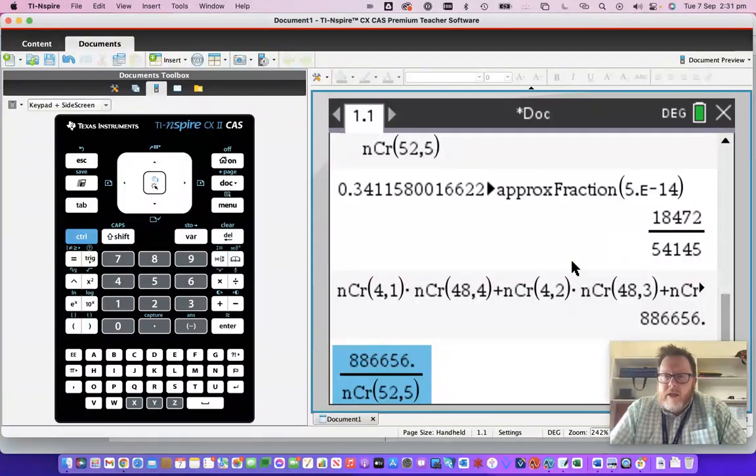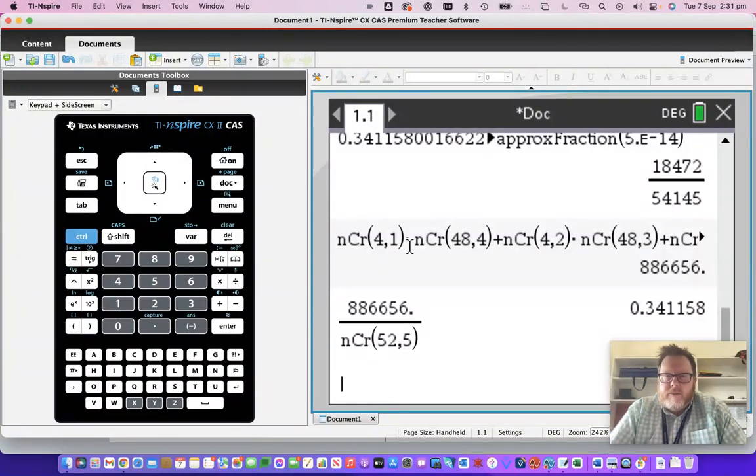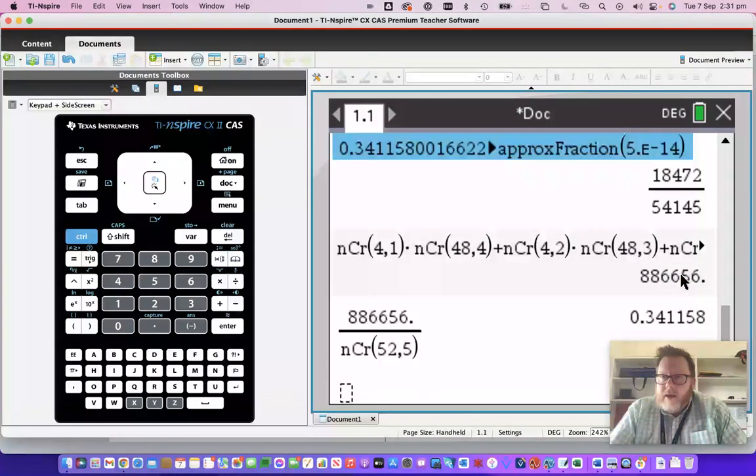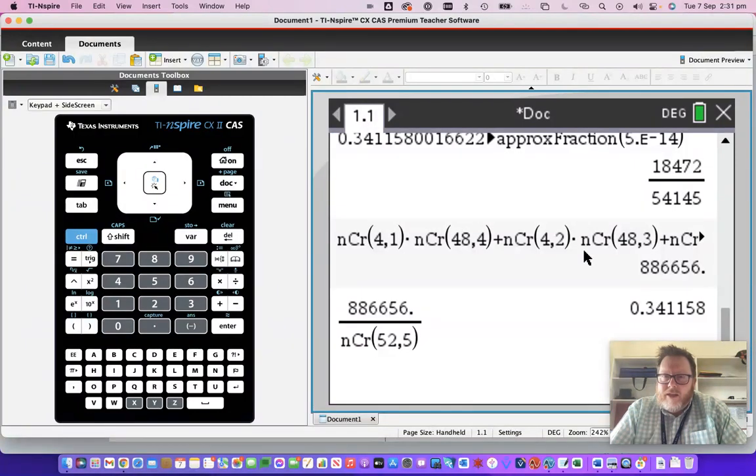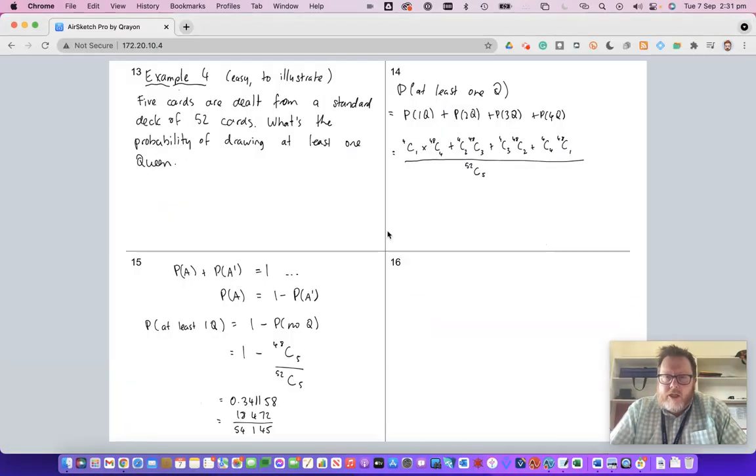And here, I would not expect you to do it because it's a bit tedious, but you can see right here I've put it in longhand, so doing it the original way, that will give me the top number of that. And then I divided it by NCR 52,5, and the answer is exactly the same, 0.341158, the same as this 1 minus 0.341158. So it definitely does work, but you can see that it's a much more efficient process to do this than to have to try and calculate this. So be on the lookout for efficiencies.